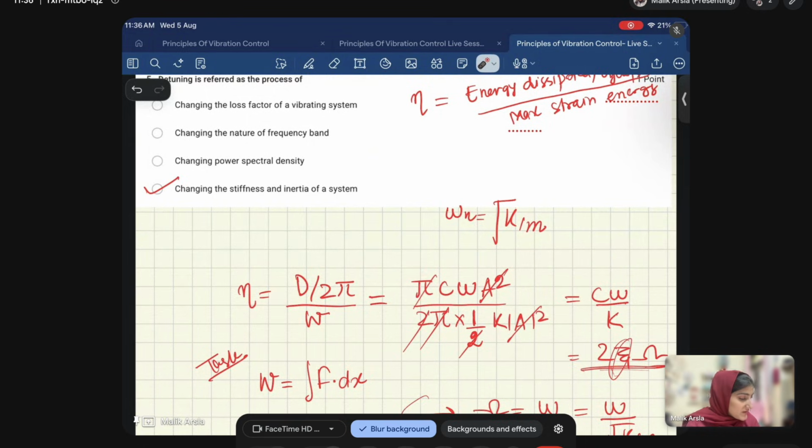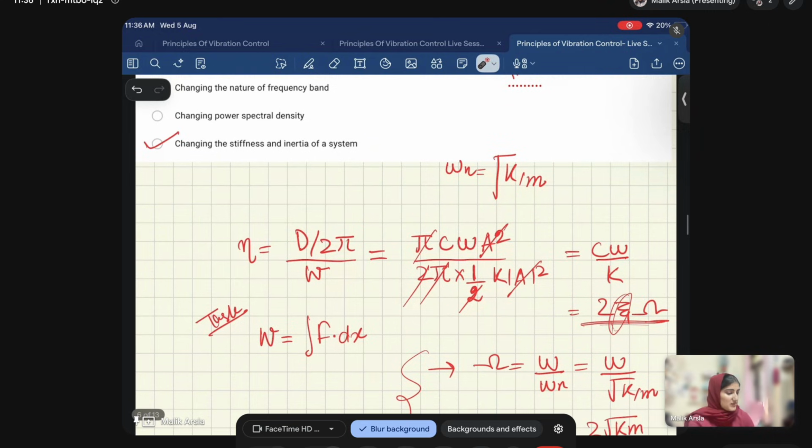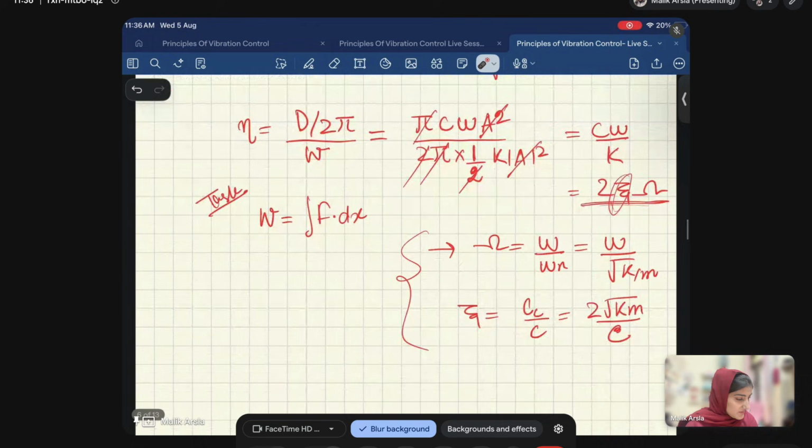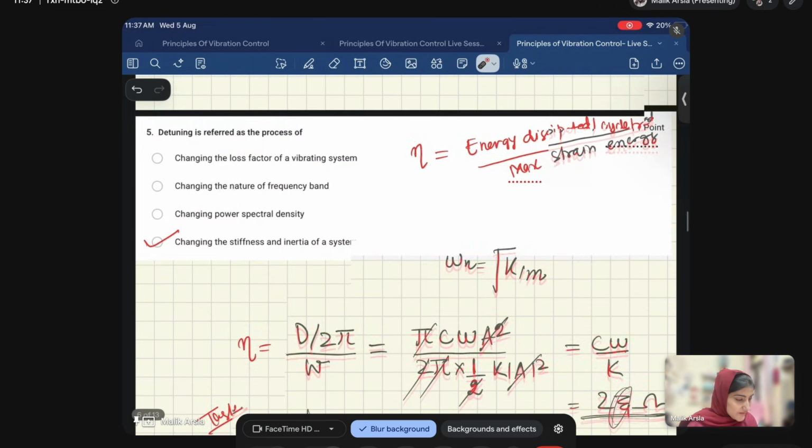So you can see that this loss factor comes out to be c upon omega k, which by simple modifications you can simplify to 2 zeta omega also. Okay, so basically here, using these relations you can simplify this c omega k to 2 zeta omega. Okay, so this is basically the loss factor.